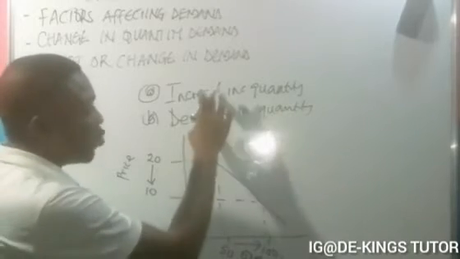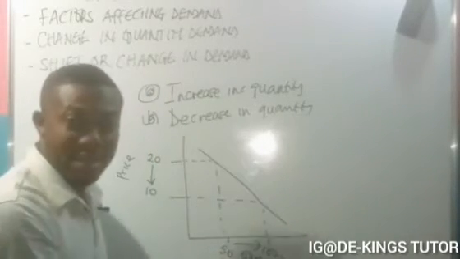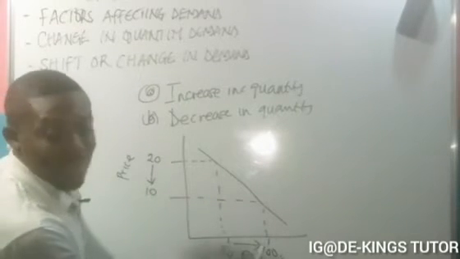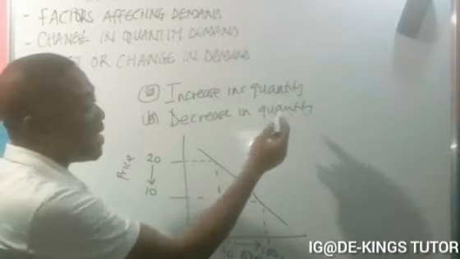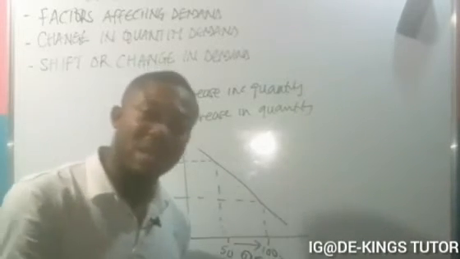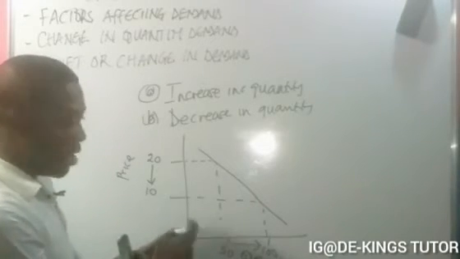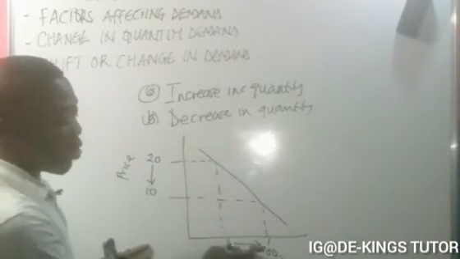So we said these two belong to change in quantity demanded. Okay? So a decrease in the price leads to an increase in quantity. So increase in quantity demanded is when there's a decrease in the price. And it is shown in this diagram, that when price reduces, the quantity increases.